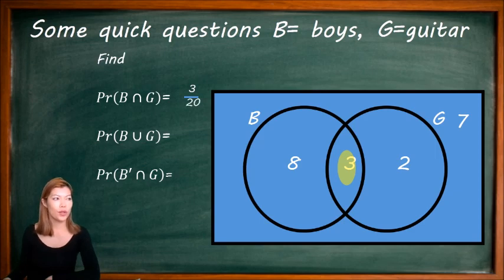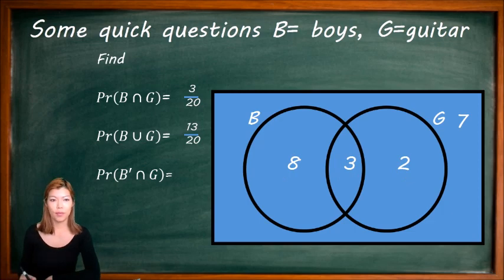And B union G would be anybody that likes guitar, and a boy would be these 3 sections, which is 8 plus 3 plus 2 is 13 over the total. The total is 20.